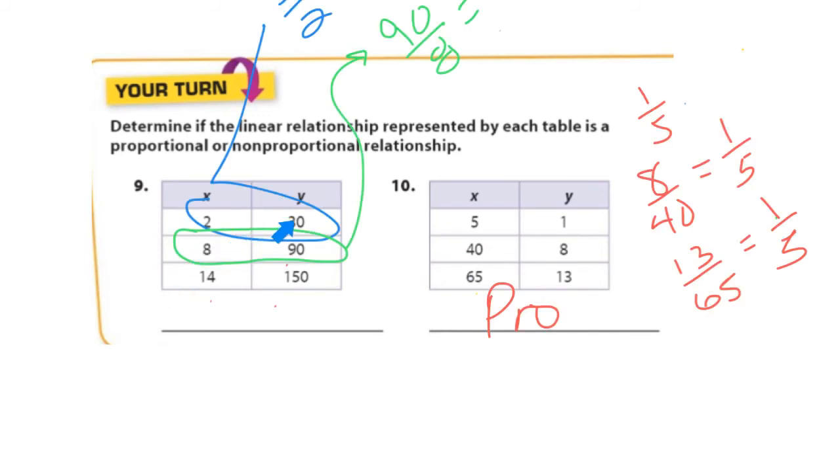Okay, so I did 30 divided by 2, which is 15. 90 divided by 8, I could get it down to 45/4. They're not the same, so this is going to be non-proportional, which I didn't write in yet. There's no reason to check the last one. The first two don't match, you're done.